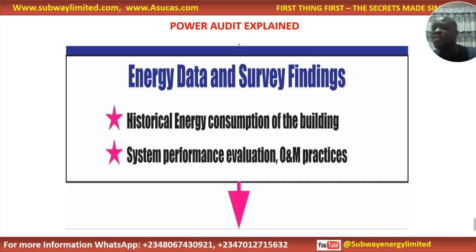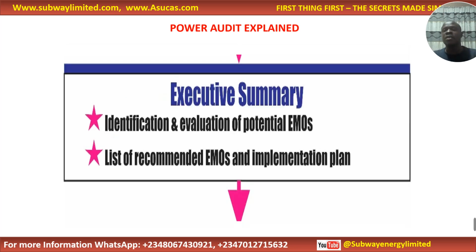But when you are devoid of facts and figures, how will you defend your quotation? When you present it, the person will say 15 million, it's too much, I don't have such money. But he has been spending 10 million on diesel in a year. So you need this historical data to defend your proposal and quotation. That is the historical energy consumption of the building. Another thing is system performance evaluation: you need to know how the system is operated and the condition of the system.